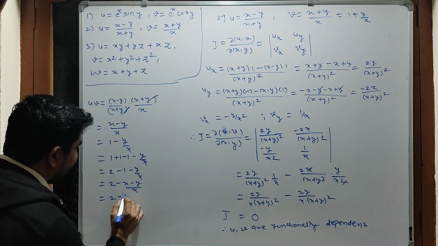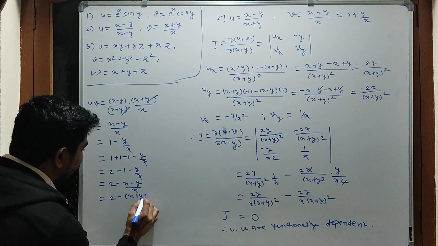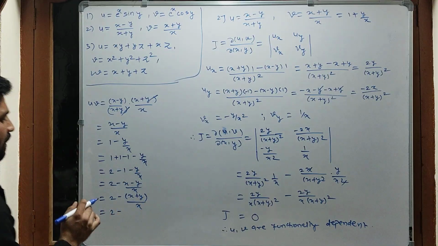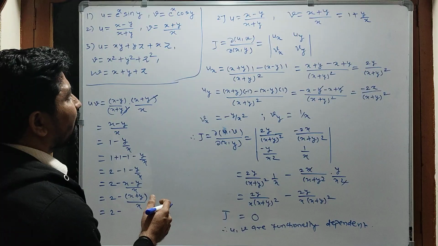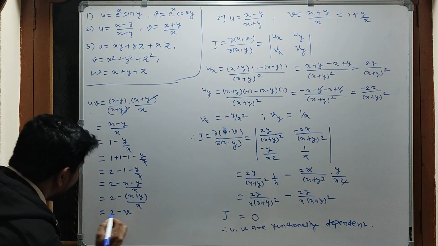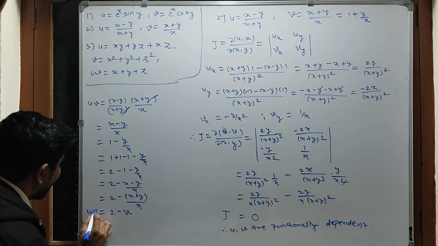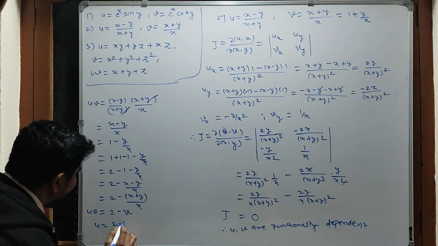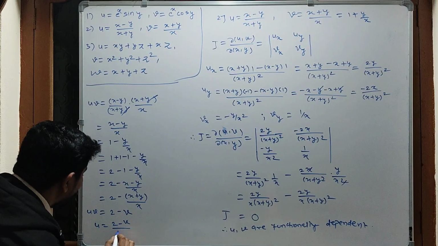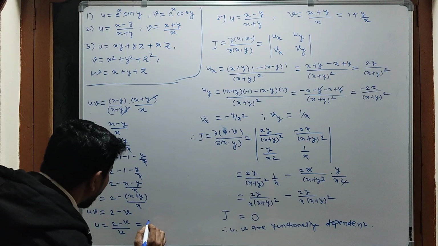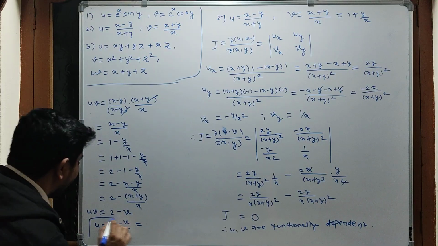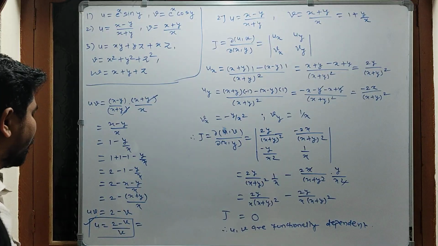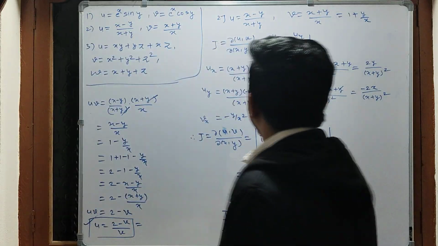I will take the minus sign common: x plus y by x, which is equal to 2 times minus x plus y by x. Here x plus y by x is v. So this is my v. Therefore uv equals this, therefore u equals 2 minus v by v. So this is the relation between u and v as a function.